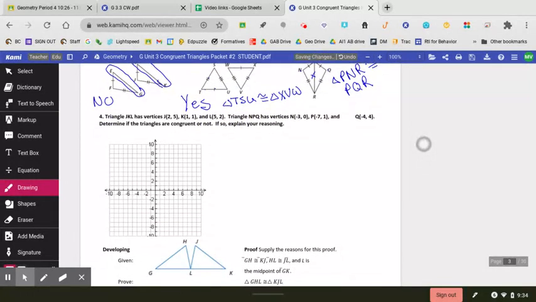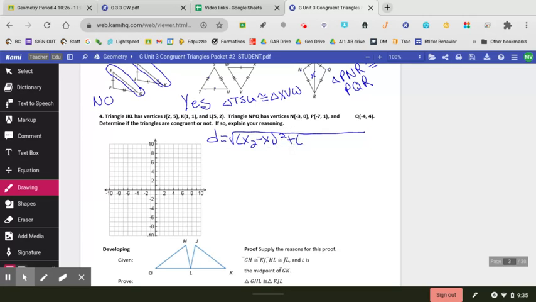So now number 4, we want to show that triangle JKL and triangle NPQ, determine if these are congruent or not. If so, explain. And we're on a coordinate paper. So the only way on coordinate paper I can show if things are the same is if I do the distance formula. So remember, the distance formula is the square root of x2 minus x1 squared plus y2 minus y1 squared. So I'm going to do that. I need to do it for JK, KL, JL. I also need to do it for NP, PQ, and NQ.